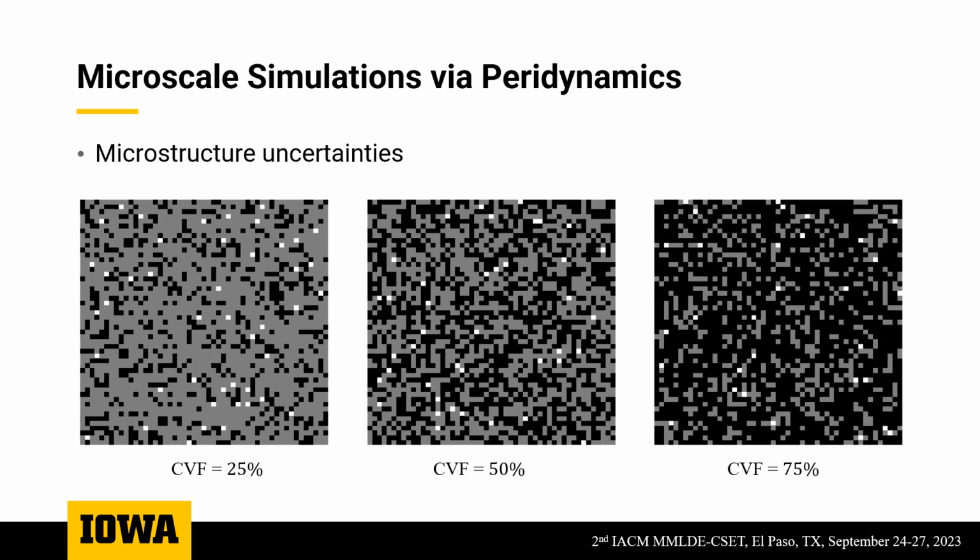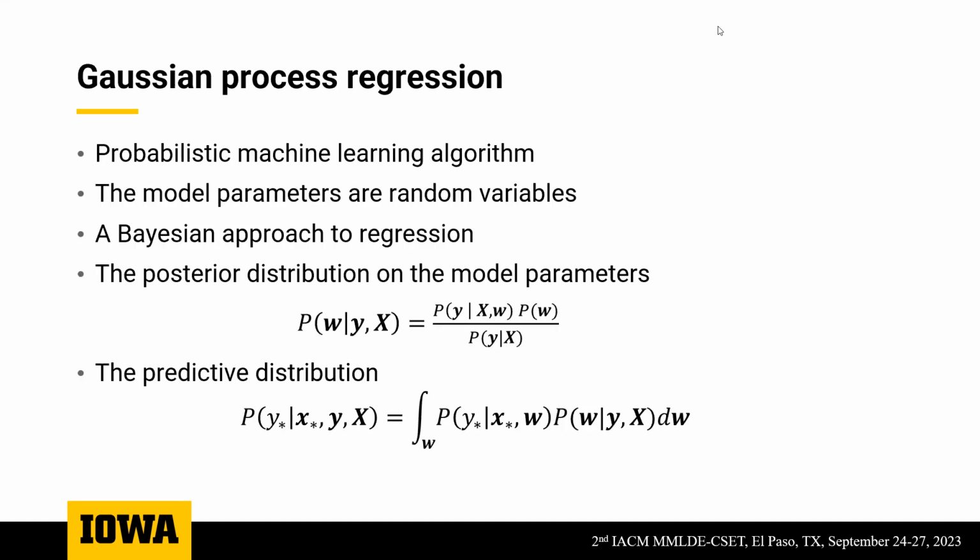So here, these are three configurations at different ceramic volume fractions. And of course, at each volume fraction, we generate different configurations to do the simulation and collect the data. After we collect the data, we do the machine learning model training again.